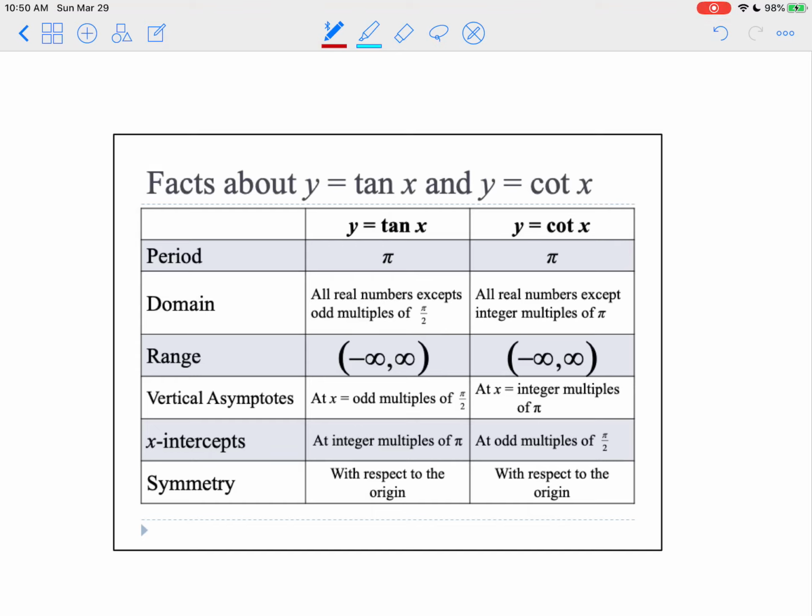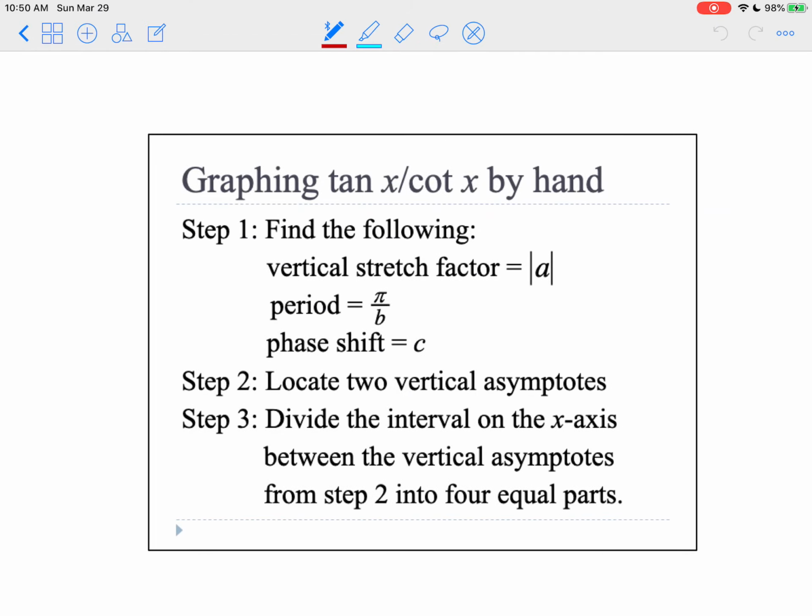All right, so in the last video, we graphed our basic tangent of x and cotangent of x functions, and we came up with these facts about tangent and cotangent. Now we're going to go through the process of actually graphing some more complicated tangent and cotangent functions.